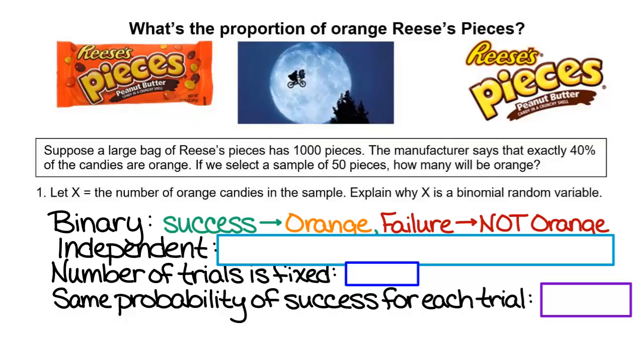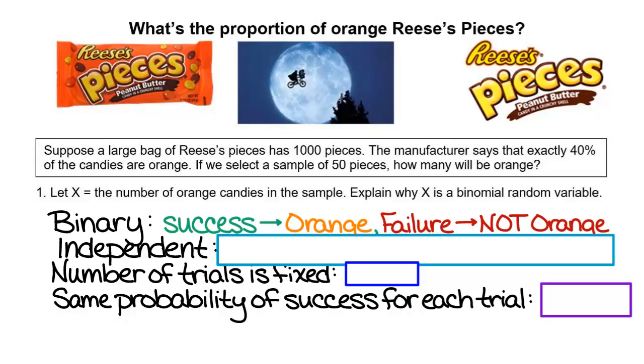Are we independent? How do we decide if we're independent here? Are we sampling with replacement? Are we going to put the candies back after we've had our hands all over them? Please don't. Don't take 50 candies out and get your germs all over them, then put them back in the bag. So we're not sampling with replacement, which means we're not independent.